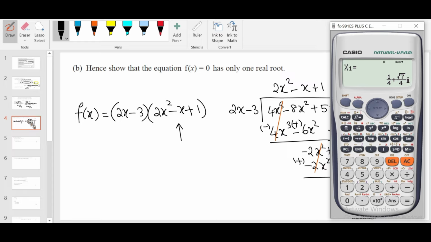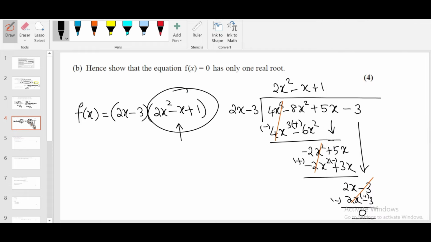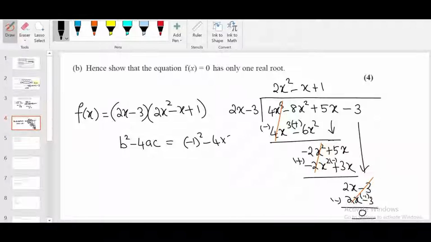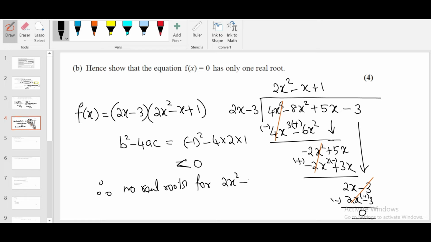So if you get a complex number, what does that mean? This function has no real solution, but we cannot mention that we are getting this value in the calculator, right? So how do we do that? We take the b square minus 4ac. You get a negative number, you can just put less than 0, therefore no real roots for 2x square minus x plus 1 is 0.